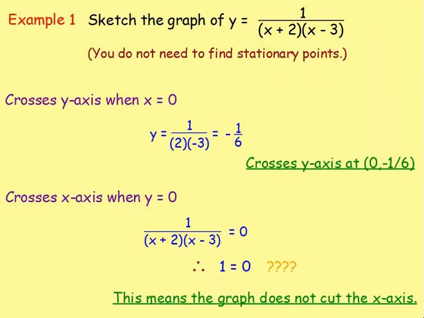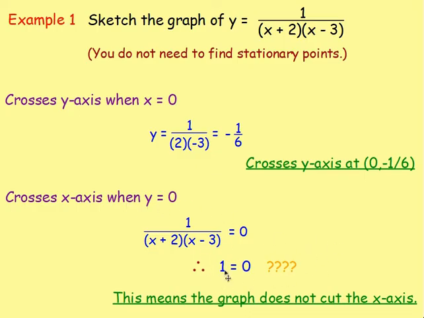So an example looking at sketching a rational function was one like this. y equals 1 over (x plus 2)(x take away 3). First thing you have to do is find out where it crosses the x and y axes. So it crosses the y axis when x is 0, you can easily solve that. And it crosses the x axis when y is 0, you can solve that as well.